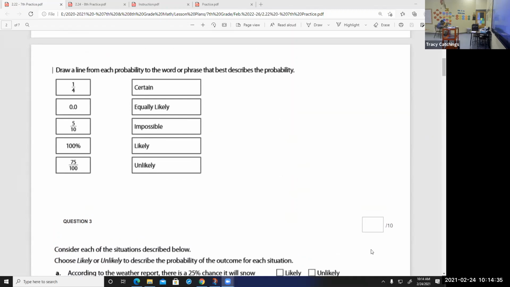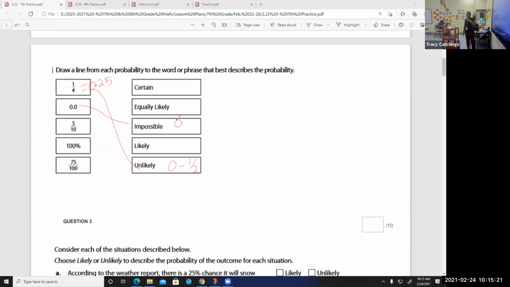All right, number 2 told us we're going to draw a line from each probability to the word or the phrase that best describes the probability. So you'll probably have to write yours, which is fine. 1/4. What's a 4th as a decimal? So what category would I put 0.25? Unlikely? Between 0 and 0.5, unlikely. What about 0.0? Impossible. That means that's just 0. It ain't happening.